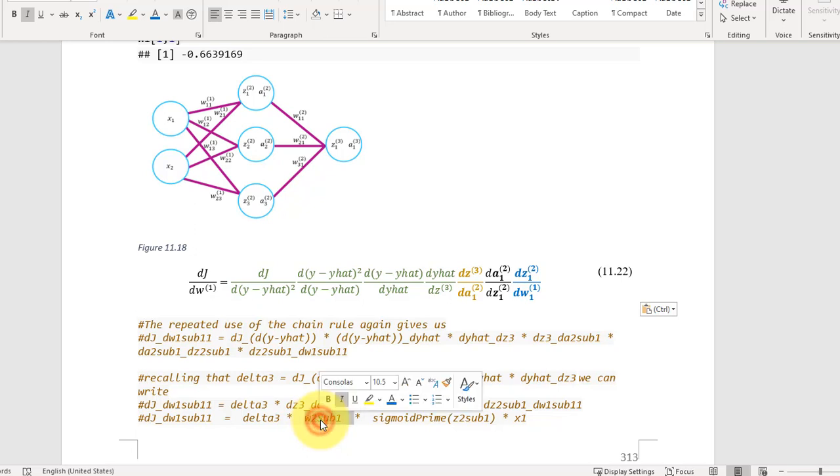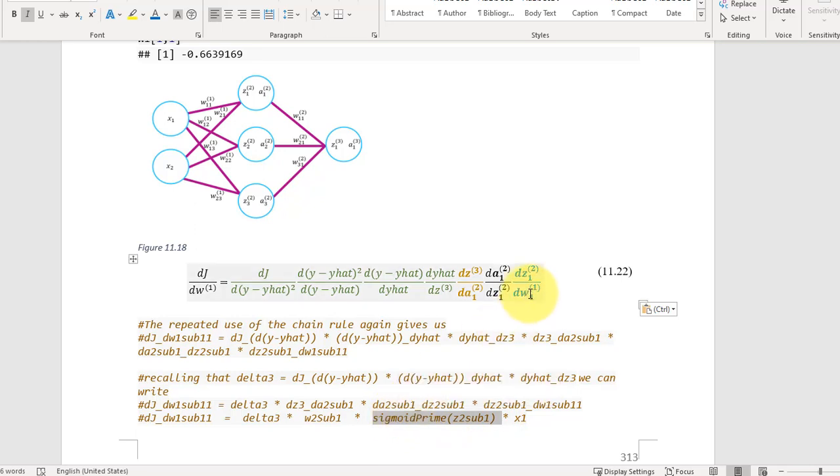So that's what we have here. First we have the delta 3, so that's here. Then W2 sub 1. And the next term here is the black one, which is dA21, dz21. So how do we get from here to here? That's the sigmoid. So we're doing the derivative of this sigmoid function with respect to this. So that's sigmoid prime with respect to z2 sub 1. So that's the black part.